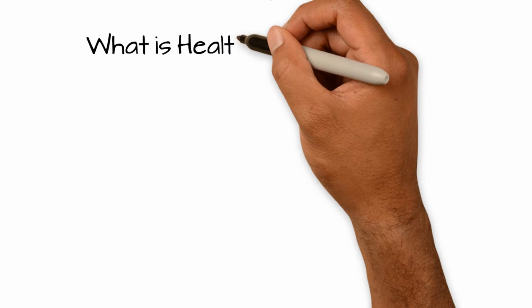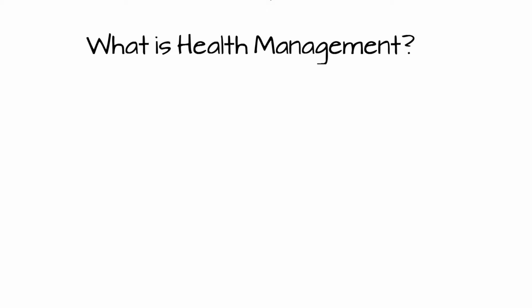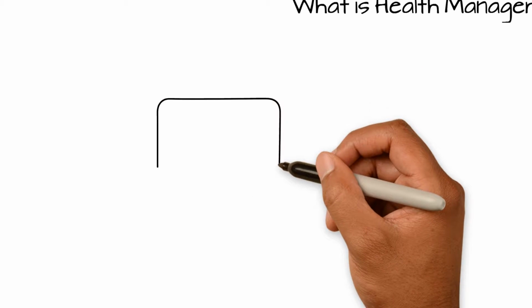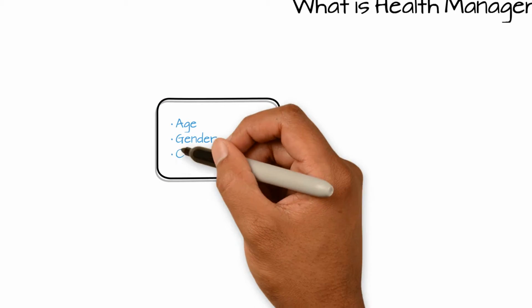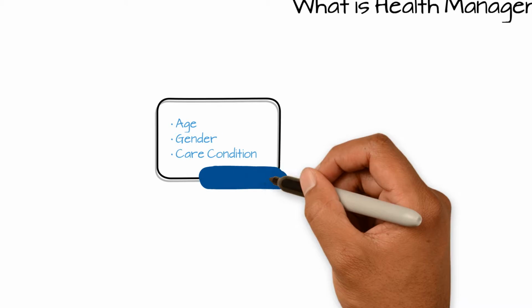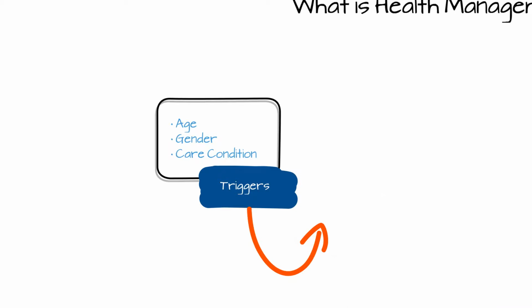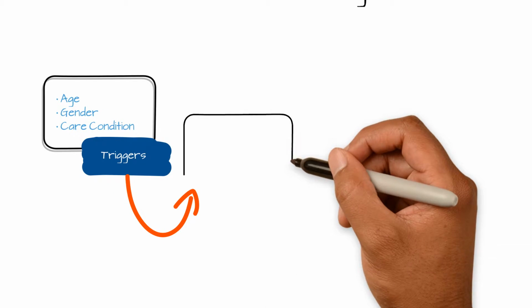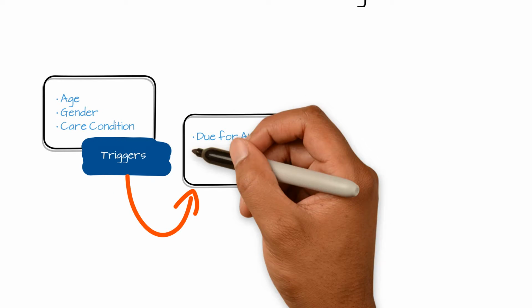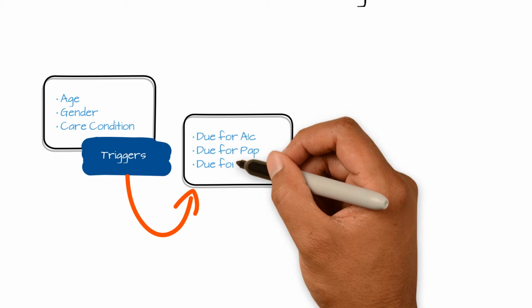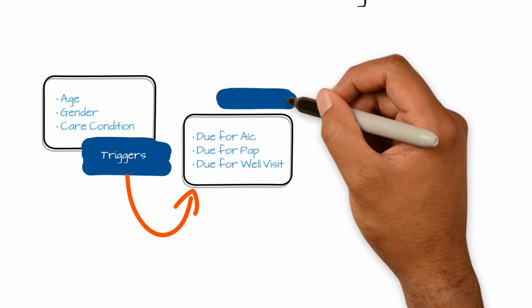Let's begin by first defining what is health management. Health management is an integrated clinical tool that automates the process of triggering reminders based on a patient's age, gender, or care conditions. The list of reminders serves as a checklist that the clinical team can use before, during, and after a patient's appointment.